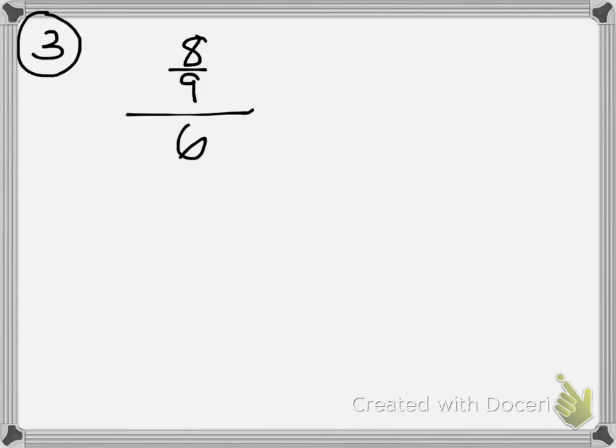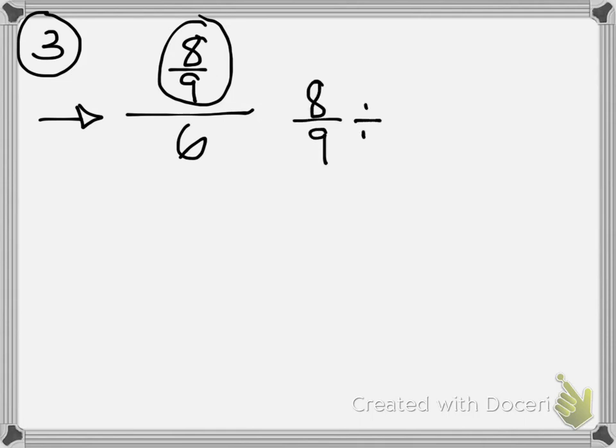Here's problem 3 from your homework. 8/9 over 6. It can be a little confusing because there are two horizontal lines, but you'll notice that this one is larger, so we want to keep this together as the fraction. And we want to read this to ourselves as 8/9 divided by 6. So let's set it up that way.